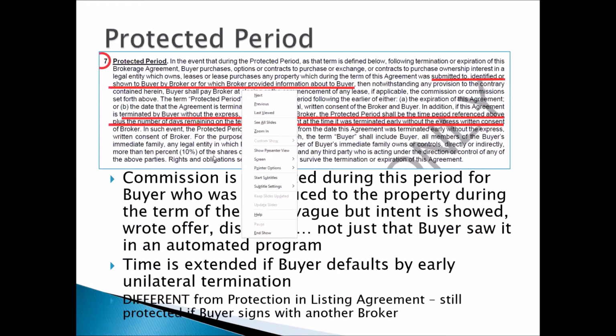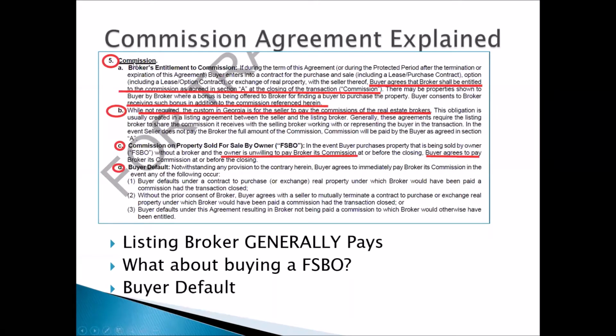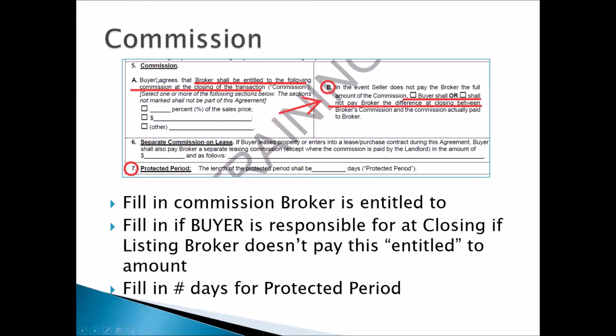Let me just skip to this section here. Under the commission, and this is the corresponding paragraph, B5 of the brokerage agreement, see where it says paragraph A is what I just described. Well, it also says that if there's a bonus, the broker/agent is also entitled to the bonus, even though it wasn't referenced under the commission. But look here in paragraph B, while not required, the custom in Georgia is for the seller to pay the commission of the real estate brokers. And we just went over that in depth in the listing agreement. So what this is talking about is if the listing broker does not pay the selling broker, whatever number is here, then you negotiate with the buyer shall or shall not pay the difference.